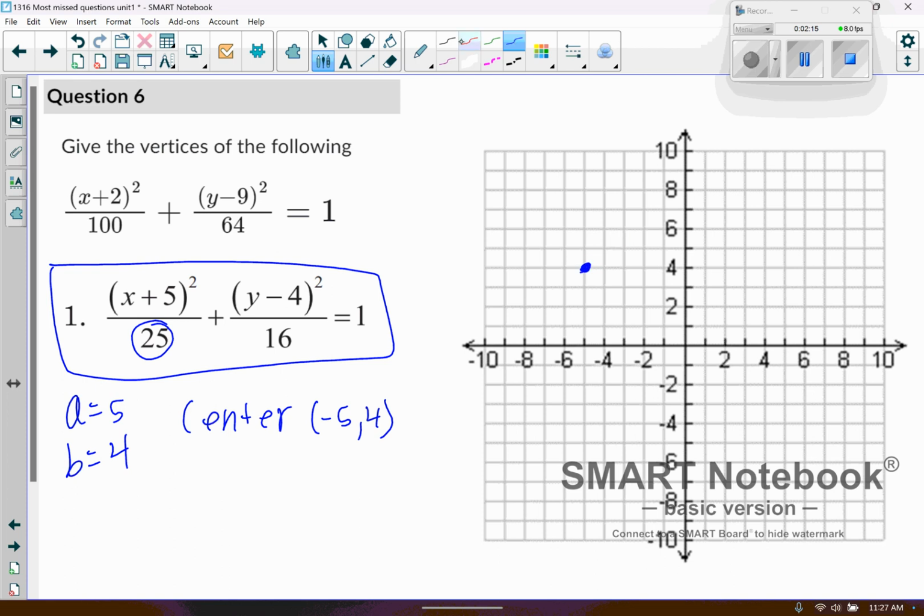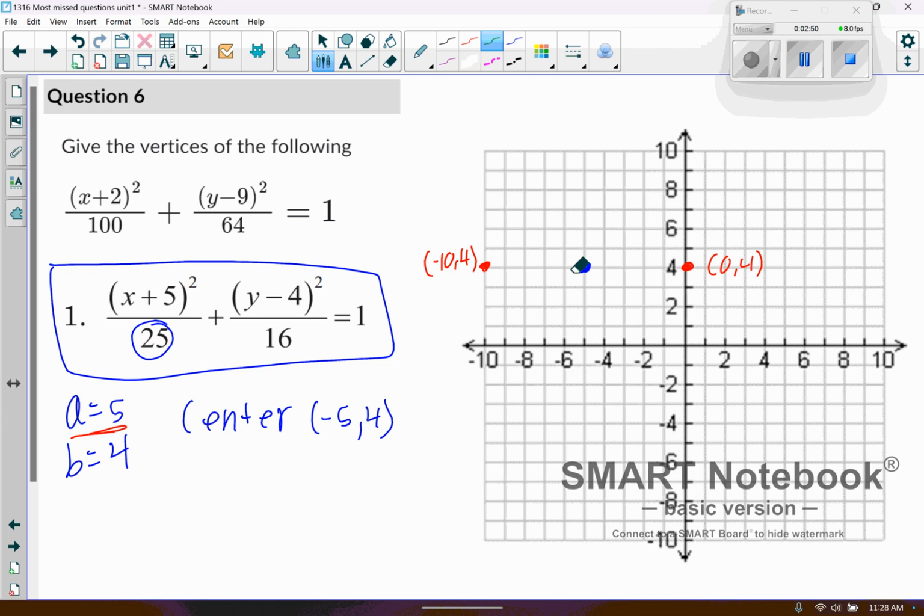And then the major axis is 2a. The length of it is 2a. So really I just have to go 5 to the right and 5 to the left, and that will find my vertices right there. So one vertex is at 0, 4, and then the other one is going to be at -10, 4. And then if you wanted to find the foci, you'd have to find your C value and then just add and subtract that from your X value from your center. And that would get you that.